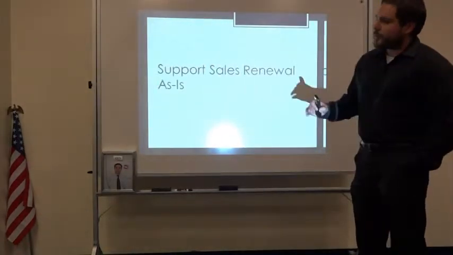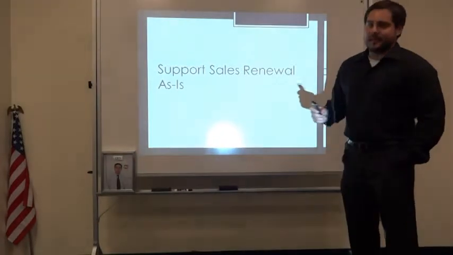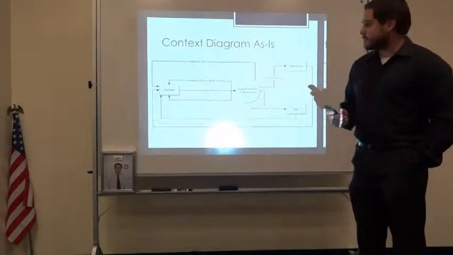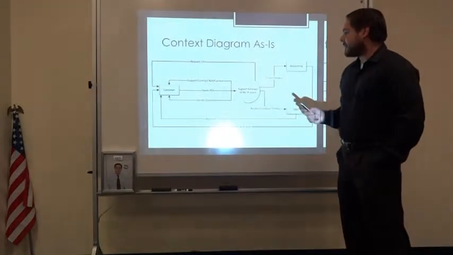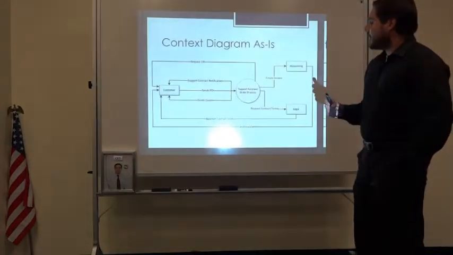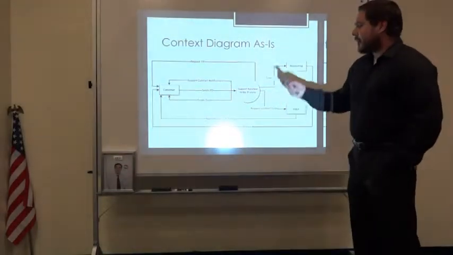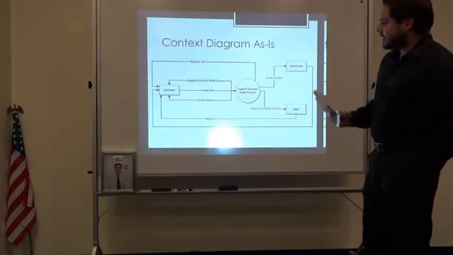Now, what I'm going to go over is the support sales renewal as is. Here we have the context diagram. In the context diagram as is, we have the main system right in the middle, which is the support renewal ordering process. We have the external entities, which are the customer, accounting, and legal.